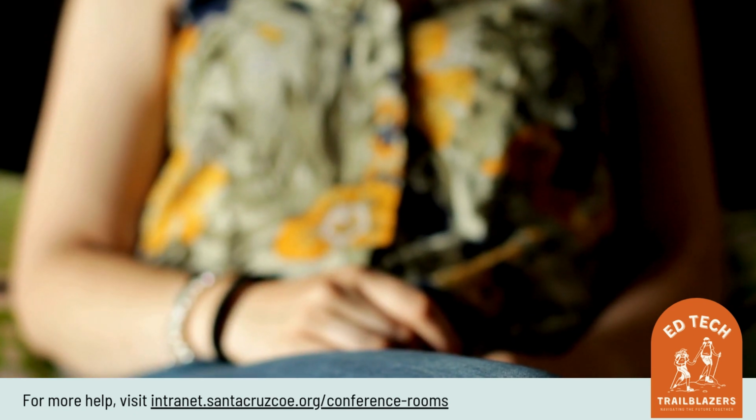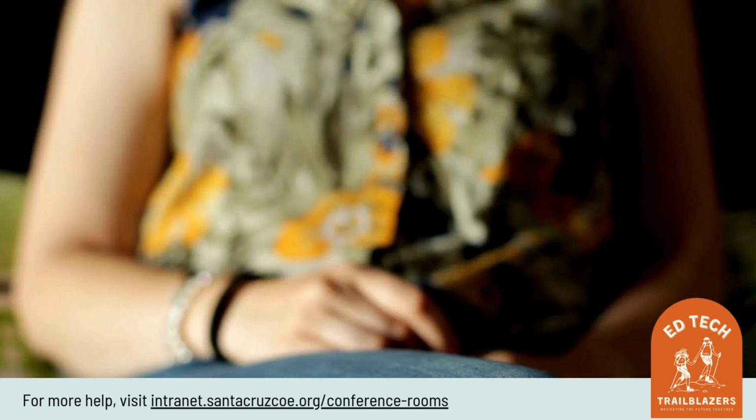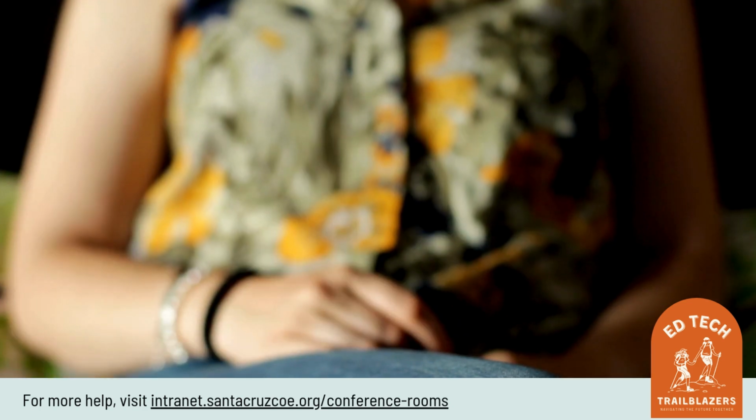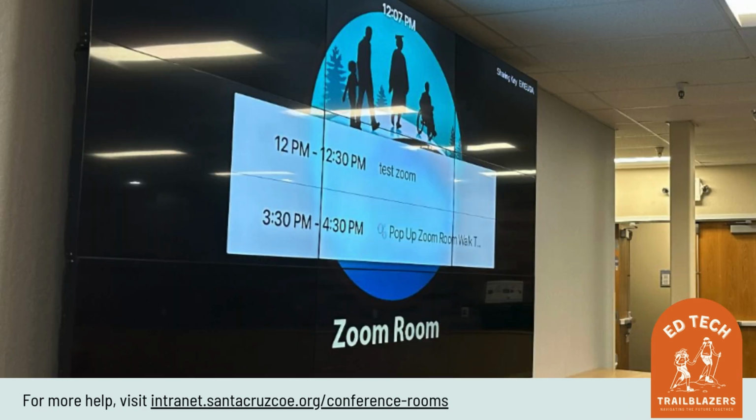If you're in one of our smaller conference rooms, you'll turn on the TV by finding the TV remote. If you're in a larger room that has multiple screens, you'll need to look for the Extron display panel. It looks like a large iPad on the wall, and use that to power up the system.